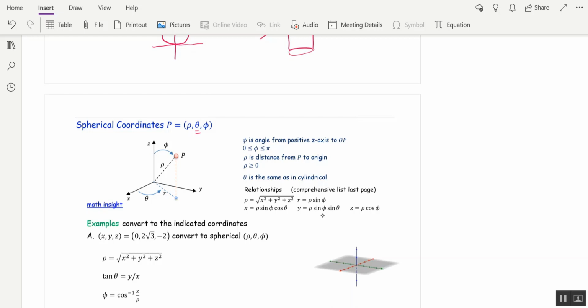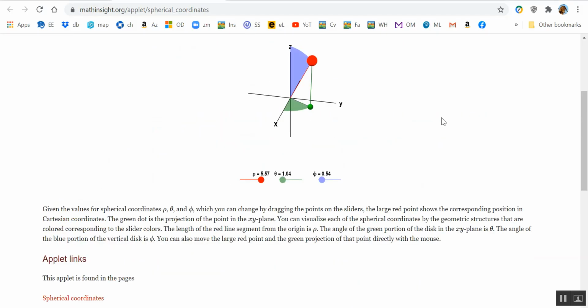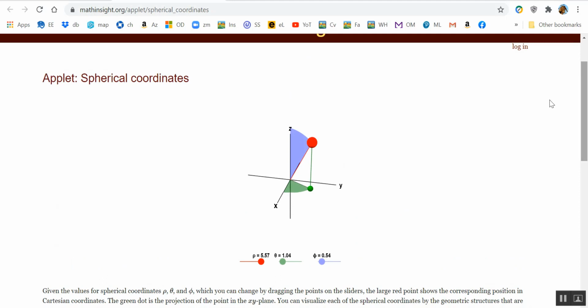And so I think going to Math Insight here would be helpful so you can see exactly what's going on. So here I've got a point in space. You can see x, y, and z there. Changing rho is going to change your distance from the origin. So that's all rho does.